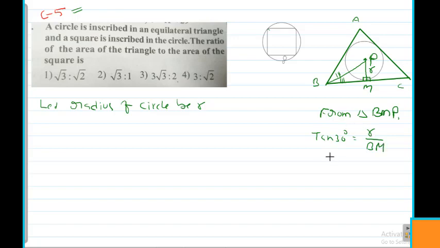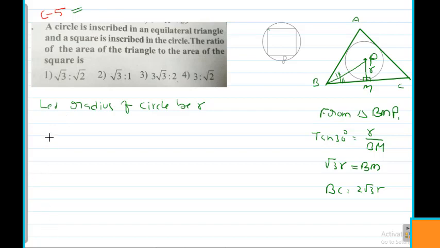I want BM, which is 1 by root 3 r, equal to BM. So M is the midpoint, no? Equilateral triangle, no? So BC is equal to what, Nana? That is 2 root 3 r. So if you know one side of an equilateral triangle, you can find its area using the formula root 3 by 4 into side square.